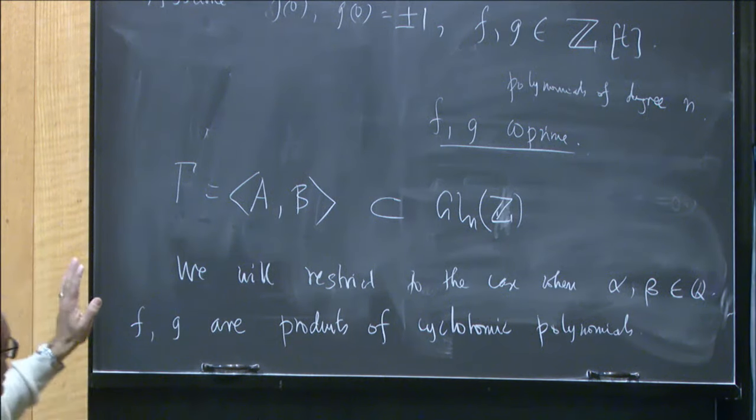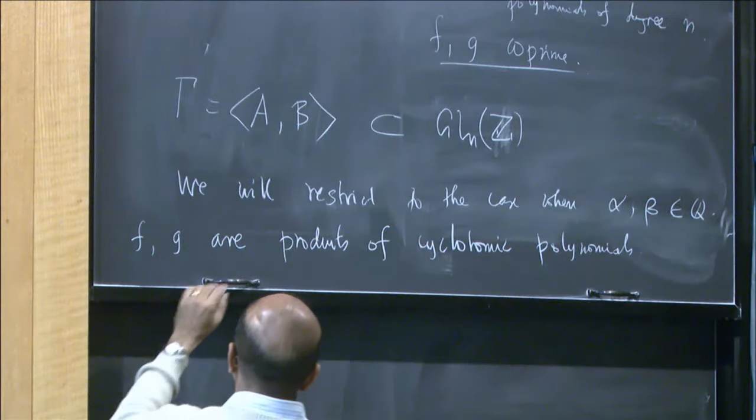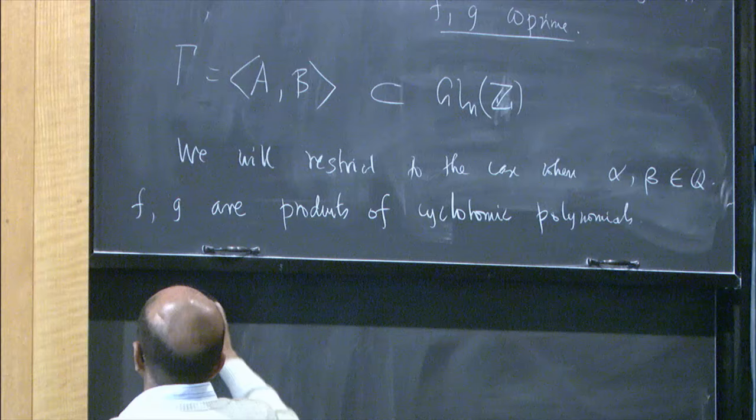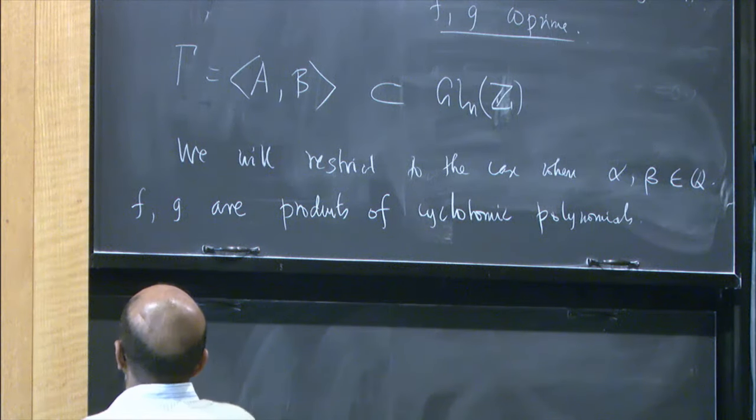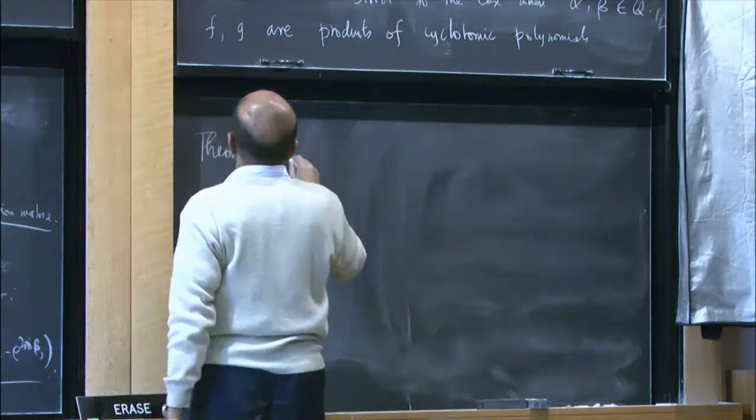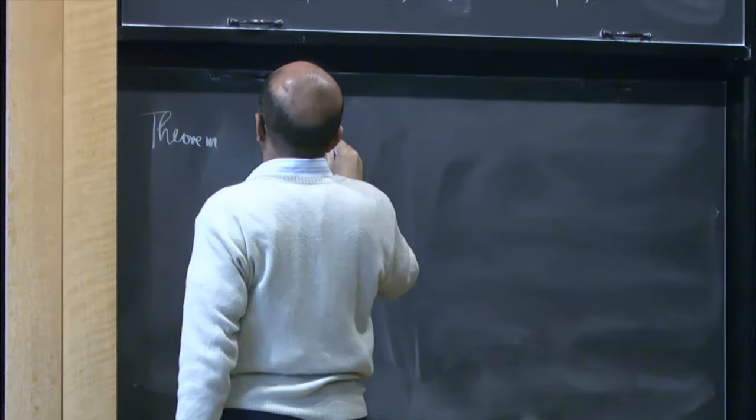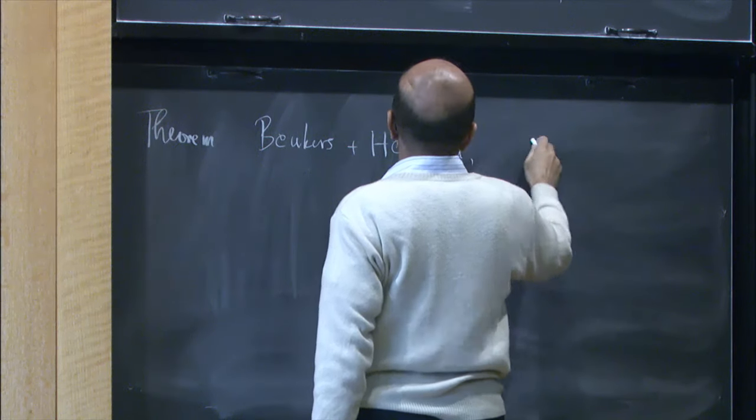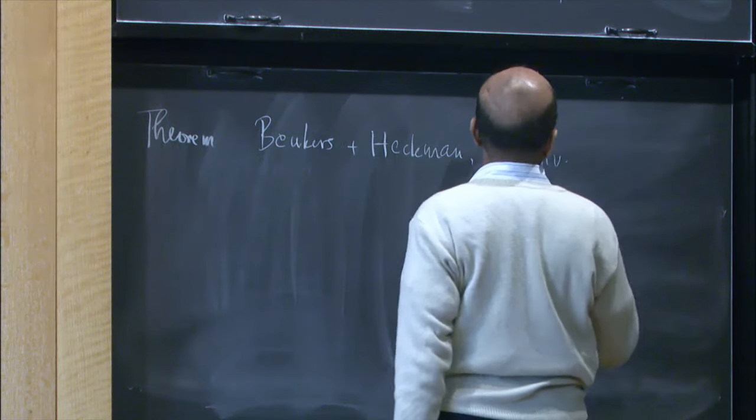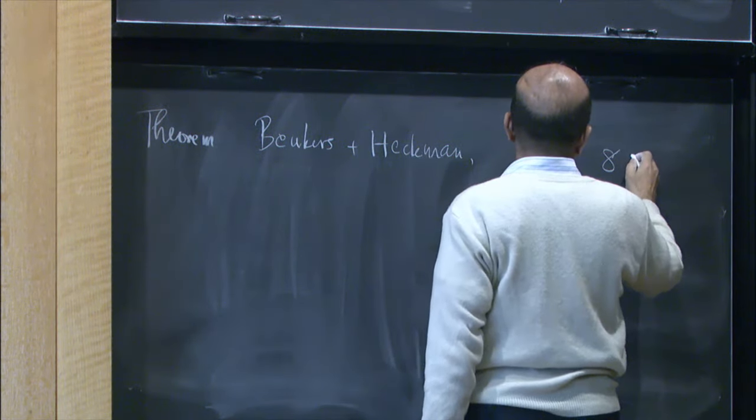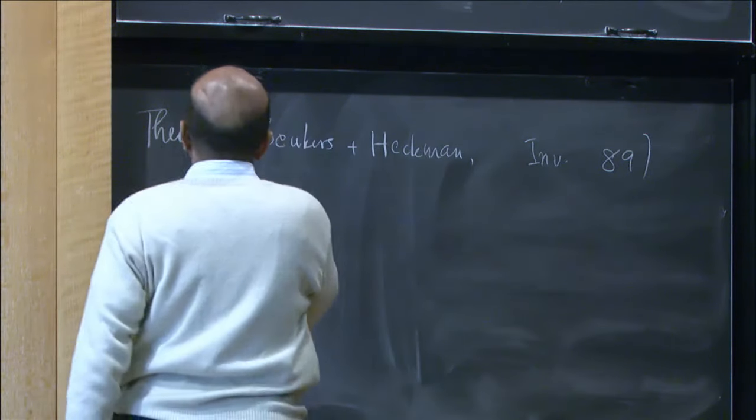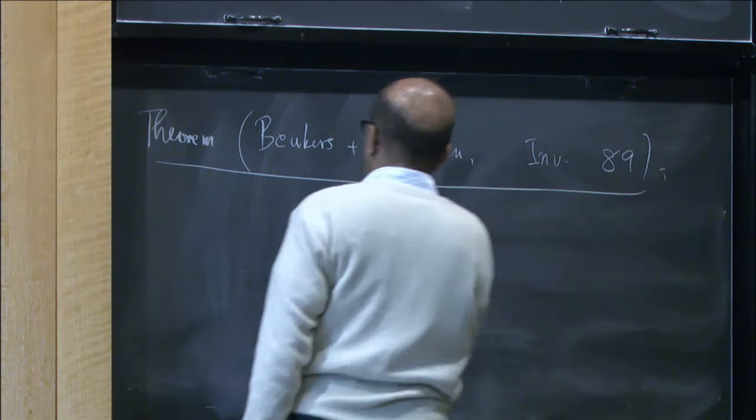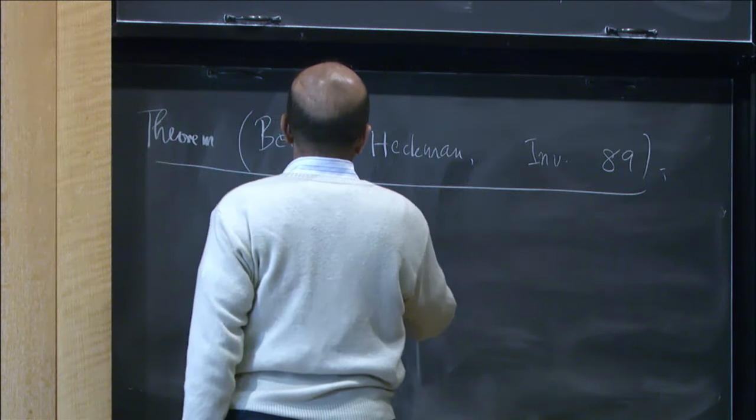But somehow this much information is enough to tell you what the Zariski closure is. It's quite an amazing result by Beukers and Heckman, somewhere in Inventiones, 89, I think. So let me take G to be the Zariski closure of gamma.